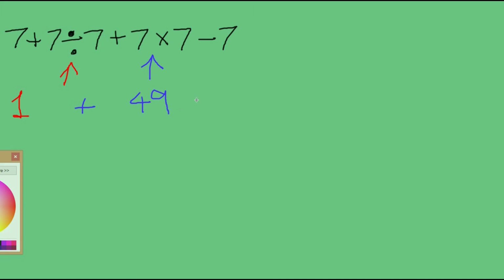And let's just add those together. Addition. We have 7, so add 7. Subtraction, we've got minus 7. What happens when we add all those together? 1 plus 49 is 50. 50 plus 7 is 57. Take away 7, we're back to 50 again.